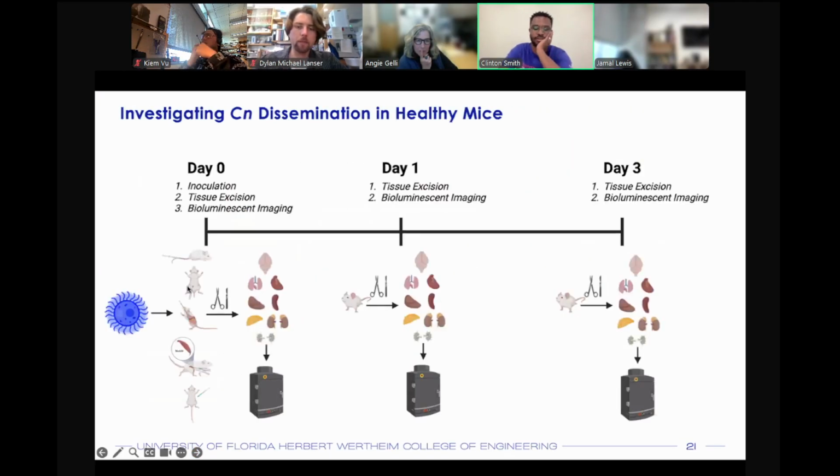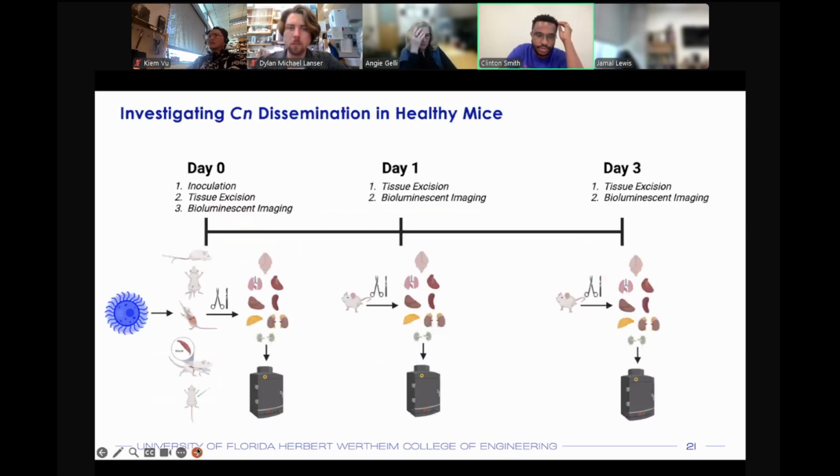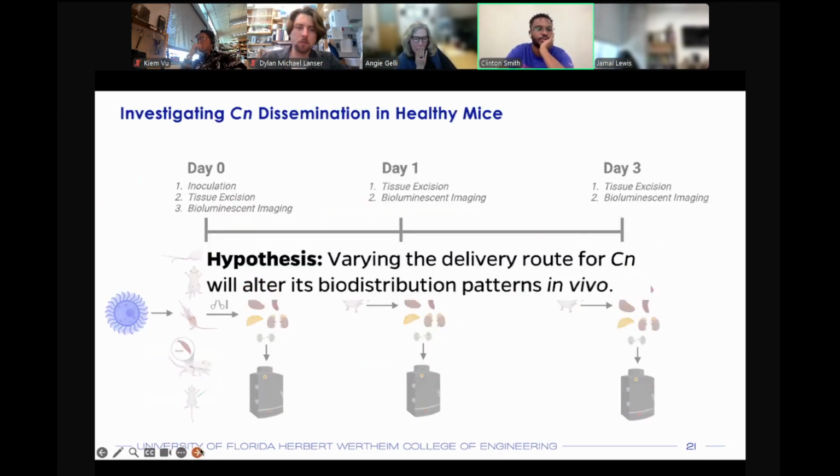And then the next step for us was to look at where the CN accumulate using different delivery routes, and we wanted to maximize delivery to the brain. And so we tried intranasal, which is I guess the more natural mechanism by which CN infects the host. We tried intraperitoneal, IV, sub-Q, and intramuscular injections, and we investigated its accumulation in each of these organs. And so, yeah, we used IVIS and bioluminescence to execute this.